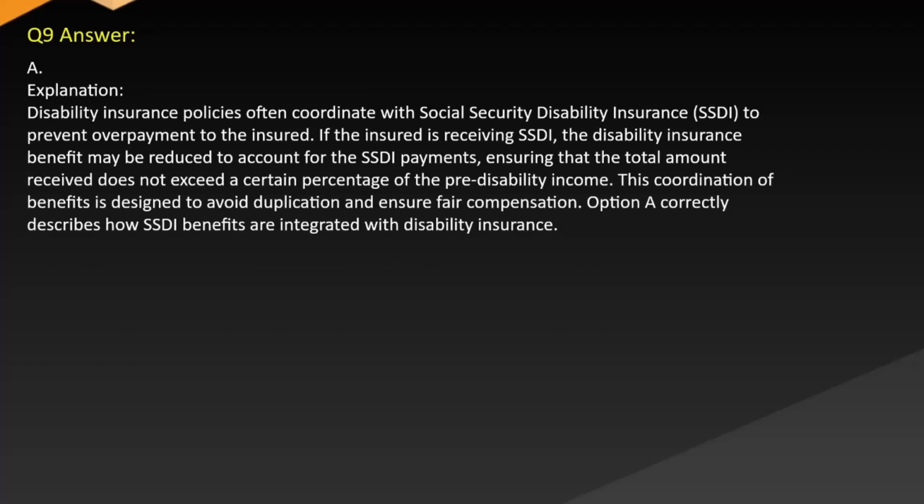Answer A. Explanation. Disability insurance policies often coordinate with Social Security disability insurance (SSDI) to prevent overpayment to the insured. If the insured is receiving SSDI, the disability insurance benefit may be reduced to account for the SSDI payments, ensuring that the total amount received does not exceed a certain percentage of the pre-disability income. This coordination of benefits is designed to avoid duplication and ensure fair compensation. Option A correctly describes how SSDI benefits are integrated with disability insurance.